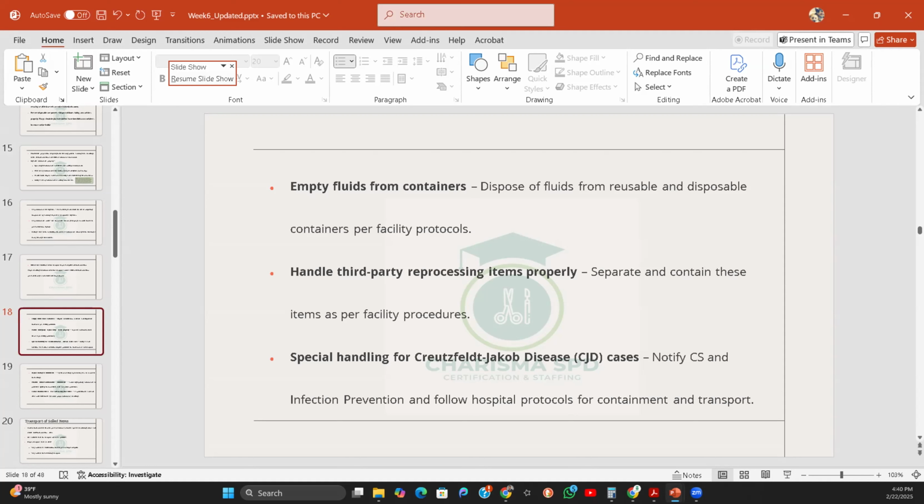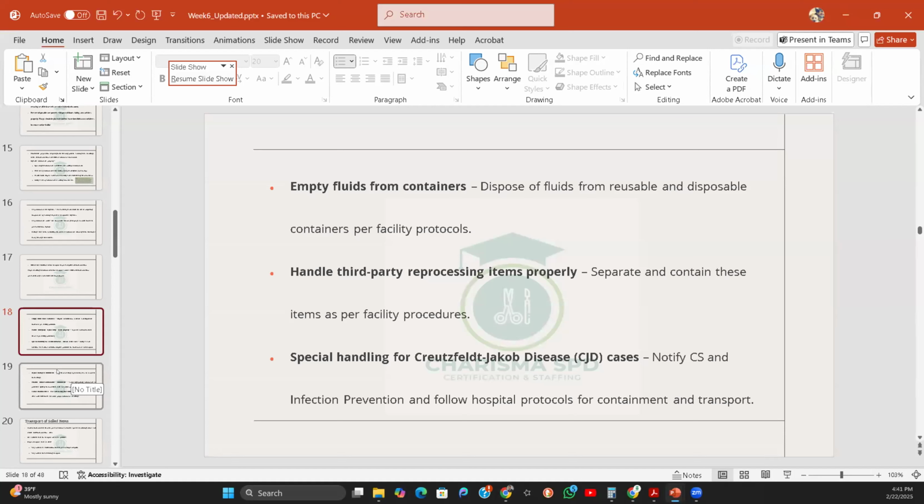Central sterile is not trained enough to handle such things. So such instruments or such equipment need to be put at their designated areas for this third party to come in and take them to their facilities or to their unit where they are properly trained to handle them. So third party items need to be separated and then kept safely, and then follow the facility protocols to make sure that they reach the appropriate people that have adequate information to deal with them.